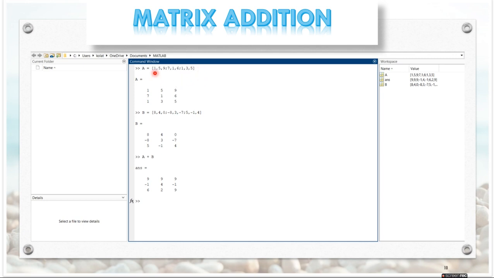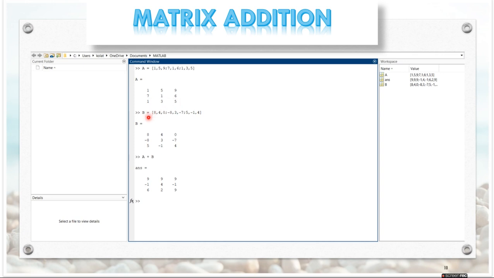bracket and numbers, that is 1 comma 5 comma 9, and we need to keep a semicolon, which means it is going to be divided to the next row, and 7 1 6, and with a semicolon it will be the next row, and 1 3 5. So this is a matrix of 3 by 3 order. If we press enter, we will be able to see that matrix: 1 5 9 as row 1, 7 1 6 as row 2, and 1 3 5 as row 3.